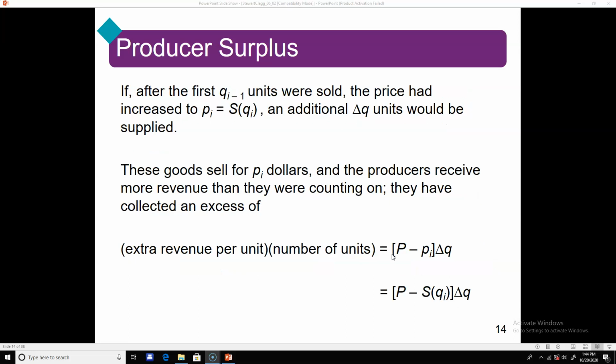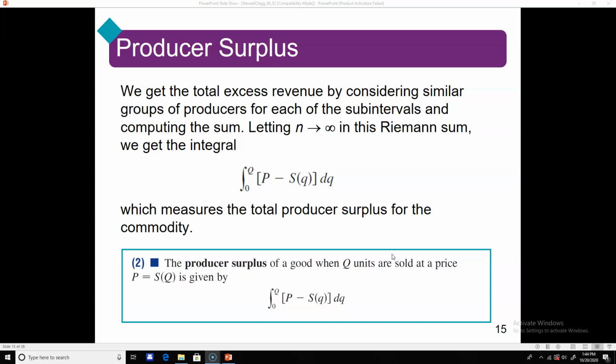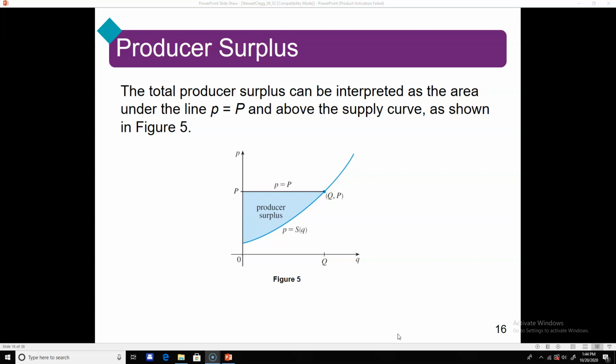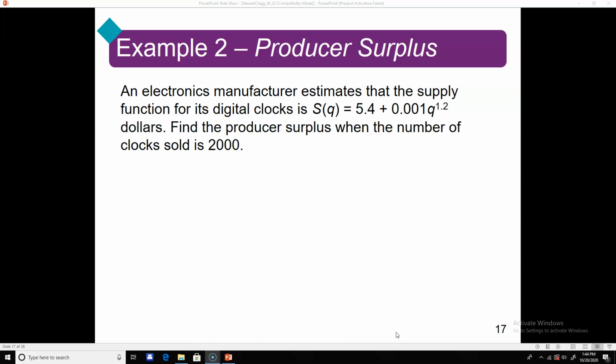Okay, so this is just getting into the details of how we turn a Riemann sum into an integral. So we're going to kind of overlook those details for now and just go ahead and jump to the example. Here is the integration formula again. It's just the integral from 0 to Q of P minus the supply curve. And there's the picture that we kind of should have expected to see coming. So in this example, we have a manufacturer, and the supply is given by 5.4 plus 0.001 times Q to the 1.2. So we want to find the producer surplus when the quantity sold is 2,000.